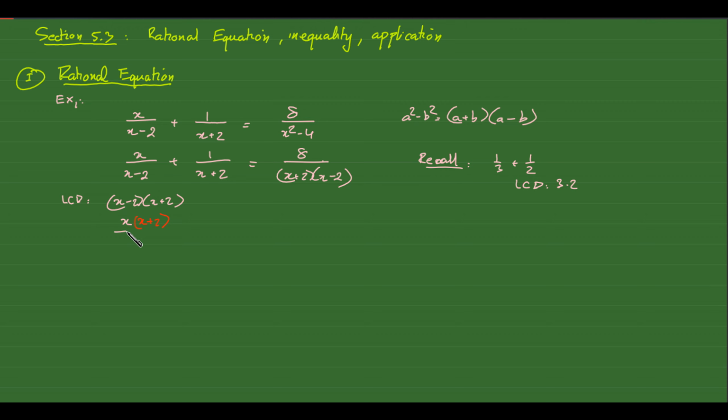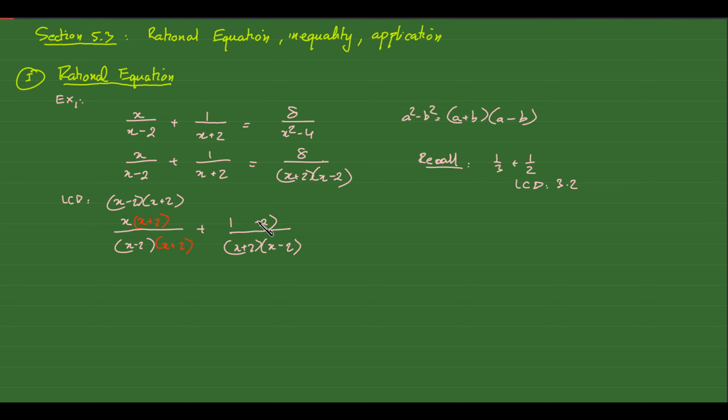So there you go. I'm going to multiply the top and the bottom by x plus 2. I'm going to use a different color here. And over here, I'm going to multiply the top and the bottom by x minus 2. So x minus 2. So plus 1 times x minus 2 over x plus 2 times x minus 2. Right.